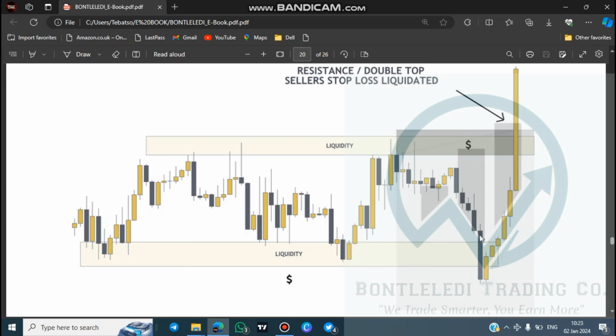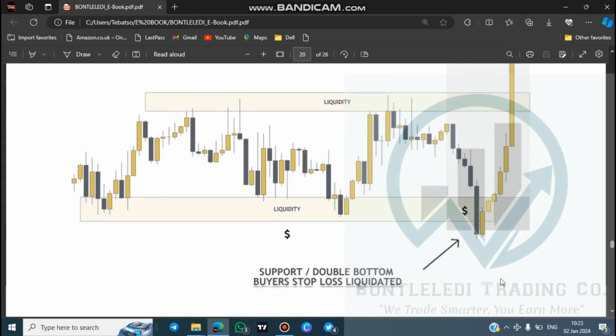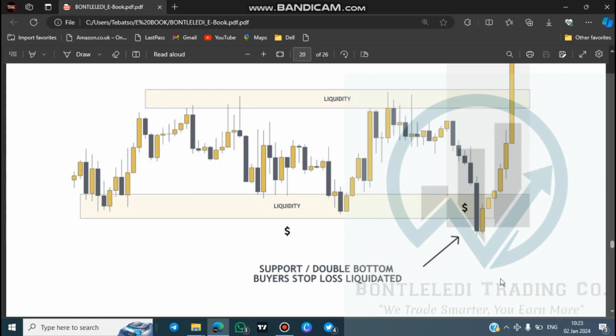And look at what happened here. They were taken out and then price moved in the anticipated direction. Same as here. Now you've placed a stop loss over here, now your stop loss gets hit, and that's what happens over here. So you need to be aware of what's really happening and where it is likely to happen in the market. If you look over here at the support or the double bottom, the buyers' stop losses are liquidated over here. Same here. This is where liquidity is in the market, below these lines.